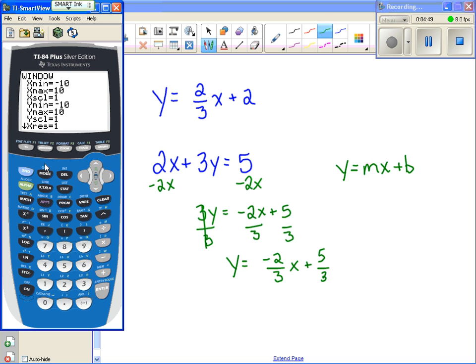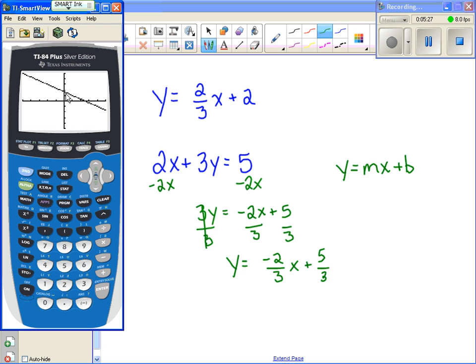One thing, you can adjust your window manually. You don't have to go with what it's had it set at. Suppose you wanted to go from -5 to 5, and I'm going to leave it counting by ones. And now I'll hit graph. So that kind of zooms in a little bit on my graph. Notice that the tick marks, I'm going from -5 to +5 in the x direction, but I still have my graph shown.